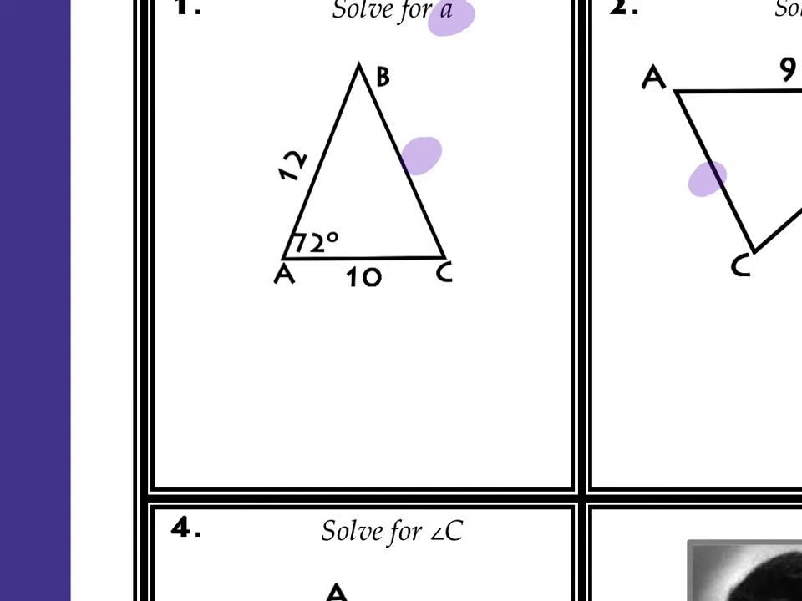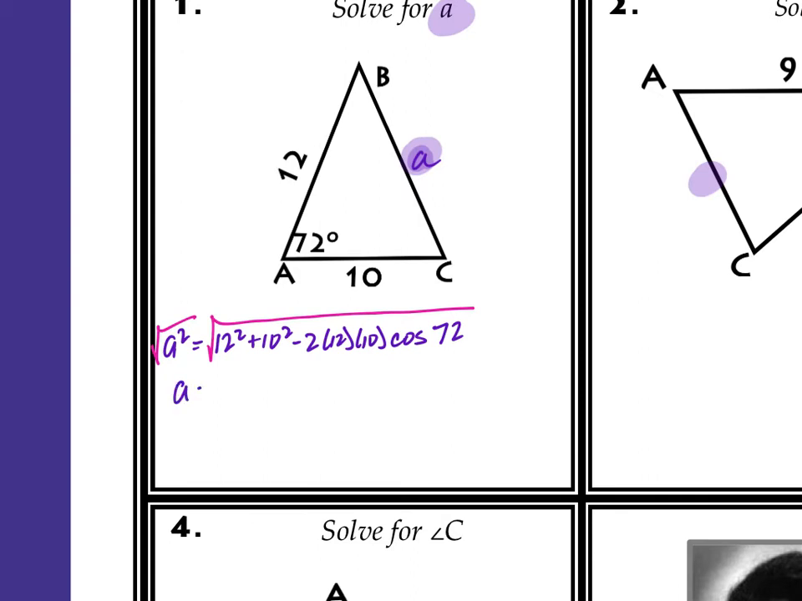So this is A. I'm going to do A squared is going to equal 12 squared plus 10 squared minus 2 times 12 times 10 times the cosine of 72. And since my only variable is by itself on the left-hand side, how do I get A squared to become A? Well, you square root it, and if I square root one side, I'm going to square root the other side. And then I'm just going to put this whole thing inside my calculator, and it becomes 13.0.